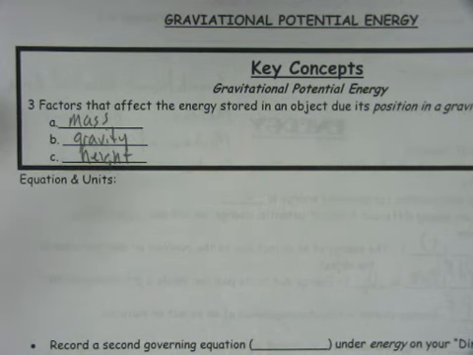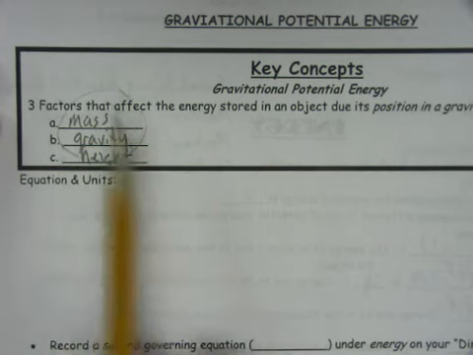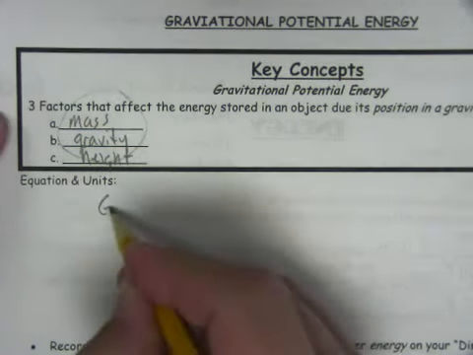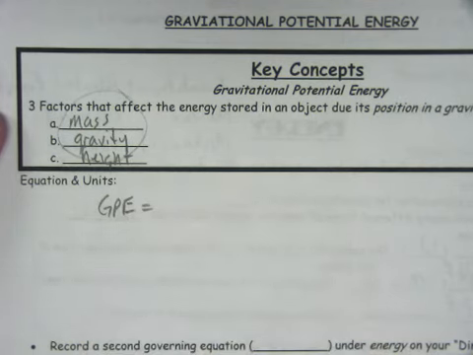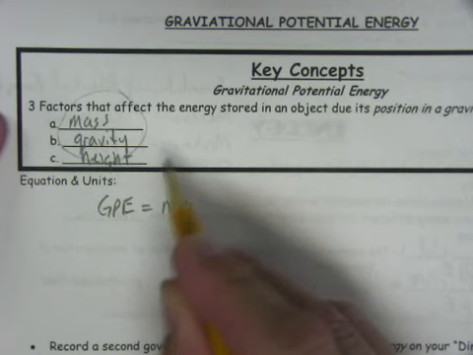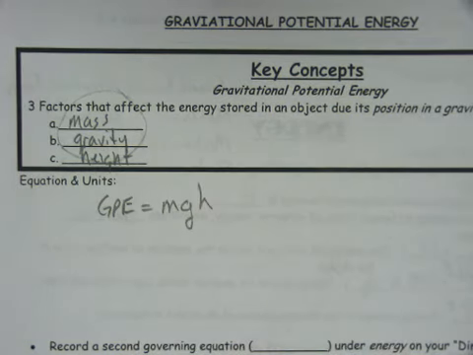Alright, so here's how it usually works. If I've got three factors that affect that particular concept, then those three factors are what's going to show up in my equation that describes that particular idea, in this case gravitational potential energy. So gravitational potential energy, GPE, is equal to the mass of the object times the acceleration of gravity times the height.